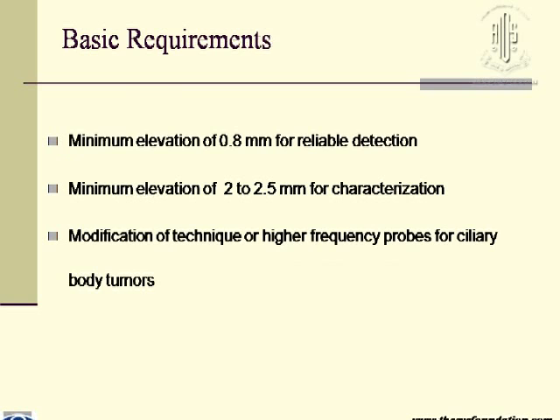The lesion that we are going to image should have a minimum elevation of at least 0.8 millimeters from the surrounding retinochoroidal layer, so that we can precisely detect it, because with a very flat lesion, it's very difficult to characterize the features. But to characterize it further, ideally it should have an elevation of 2 to 2.5 millimeters. But all these will depend on the location as well as the internal reflectivity.